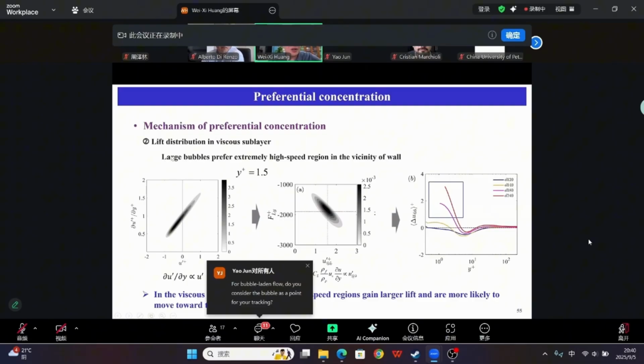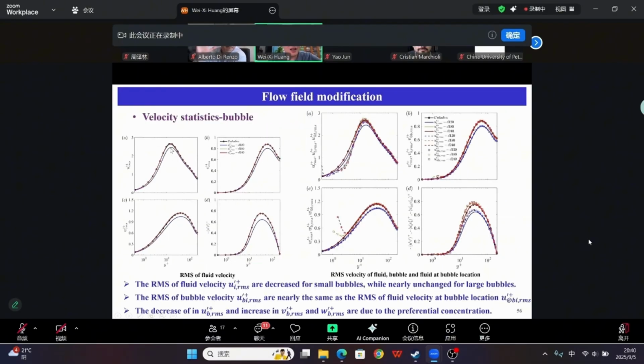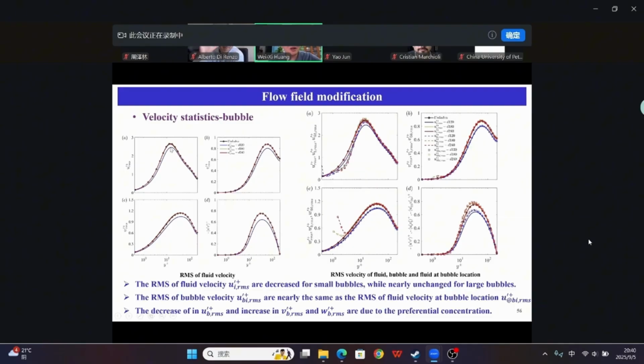Then we check the velocity fluctuation. We can also see the reduced velocity fluctuation for the small bubble. And okay, 5 minutes. Okay, I will finish soon.